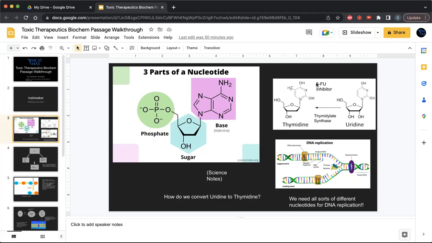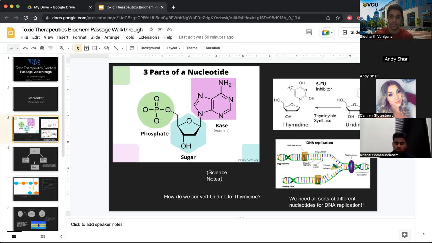So 5FU is our inhibitor. It's going to bind to this thymidylate synthase enzyme. It's an enzyme because it ends in ASE. All enzymes usually end in ASE. So it's going to bind to it and stop us from converting uridine to thymidine. So it's going to stop us from having all the nucleotides we need to replicate DNA, and that is going to help us kill cancer cells. So that's great, right? That's what we want.